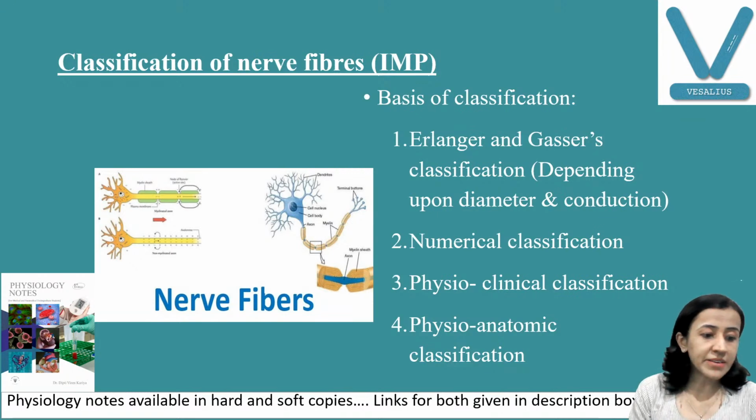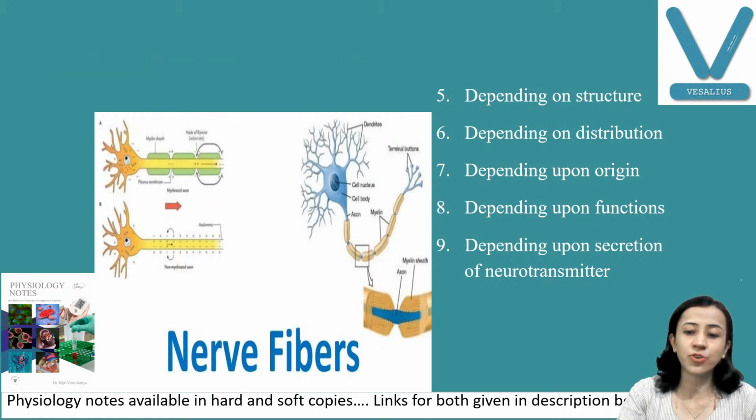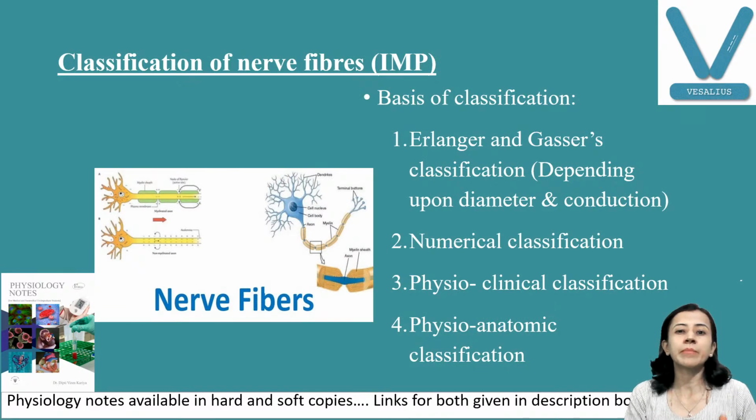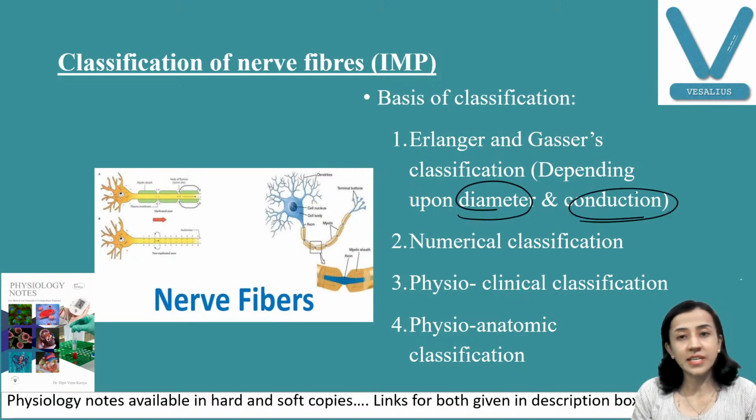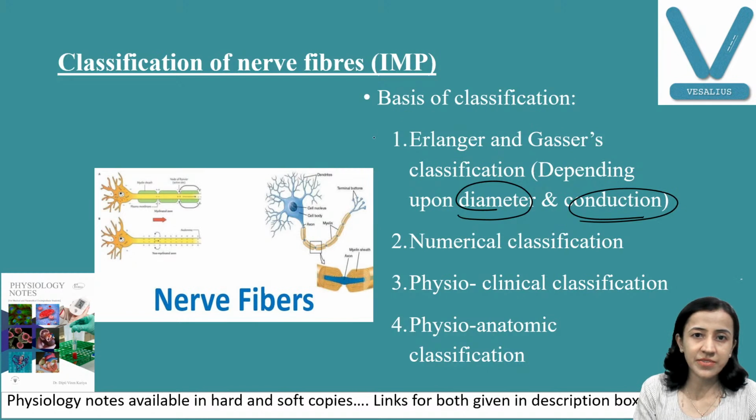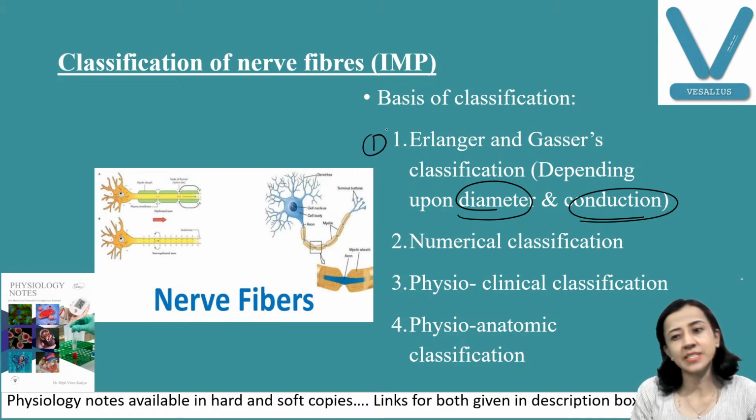This classification is done in different ways. There are 9 ways of classification. First of all, we will remember all the ways. First, depending on the diameter and the conduction velocity. This classification is known as Erlanger-Gasser's classification. Second one is numerical classification. 1, 2, 3, 4 numbers are given. Third, physio-clinical classification, and fourth one, physio-anatomical classification.